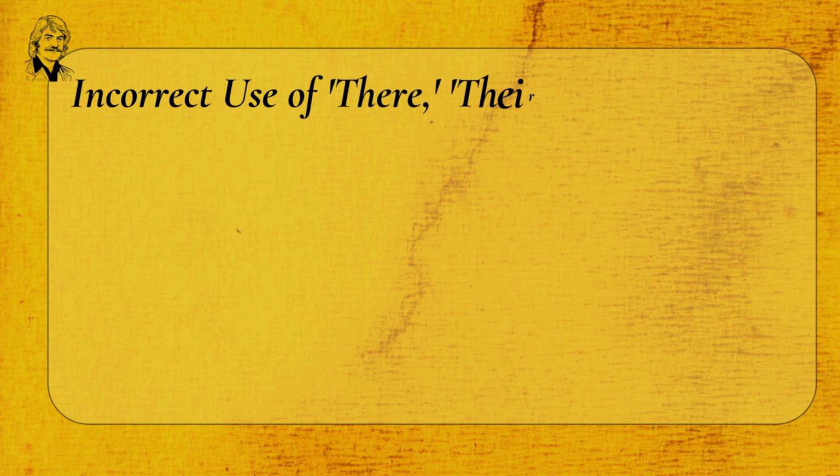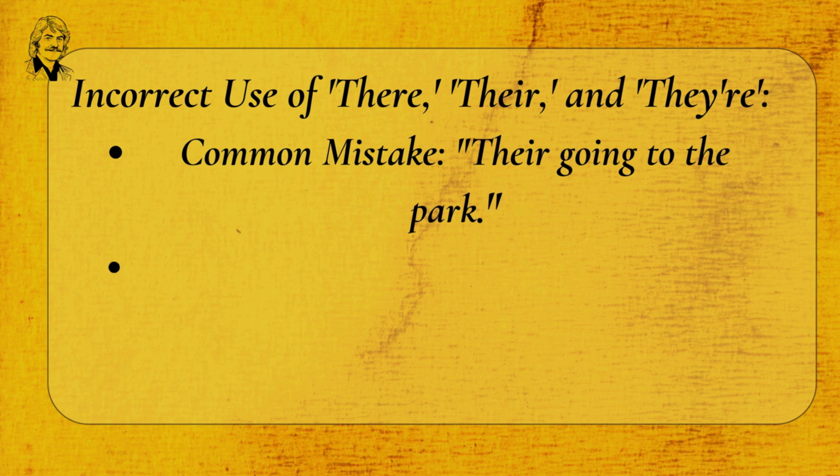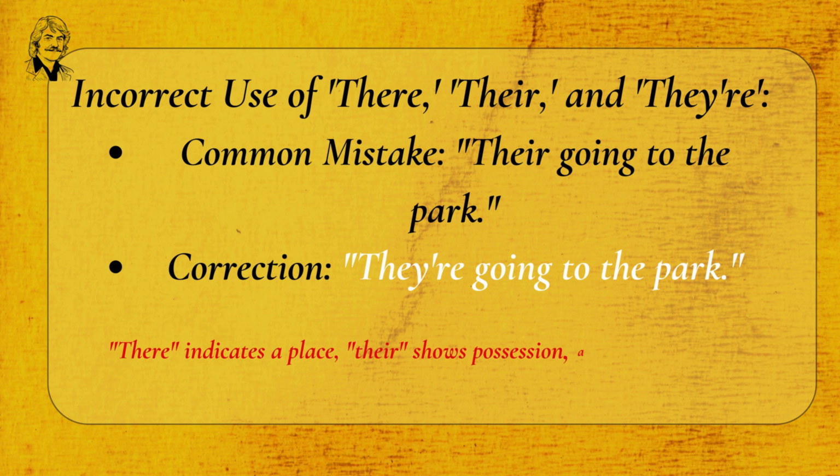Incorrect use of their, there, and they're. Common mistake: Their going to the park. Correction: They're going to the park. There indicates a place. Their shows possession, and they're is a contraction for they are.